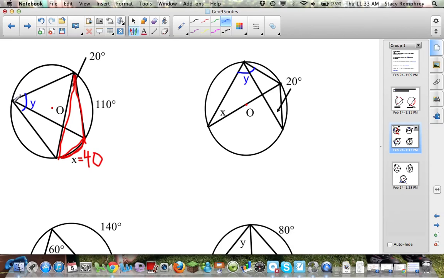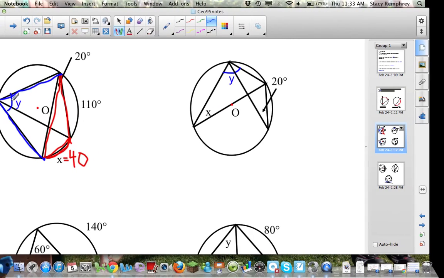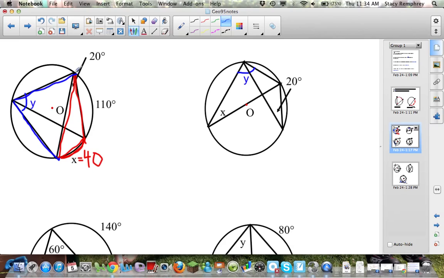For angle Y, again, I'm going to follow that out. You could use different colors if that helps. When I follow angle Y out, it is inscribed, vertex on the circle, so it's half of the intercepted arc. Angle Y is intercepting this blue arc, so it is half of 110 plus 40, which is 150, so Y is equal to 75.